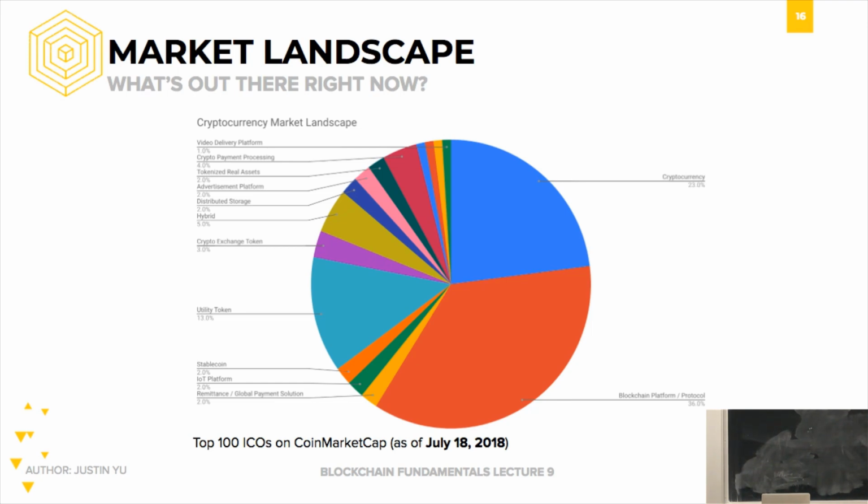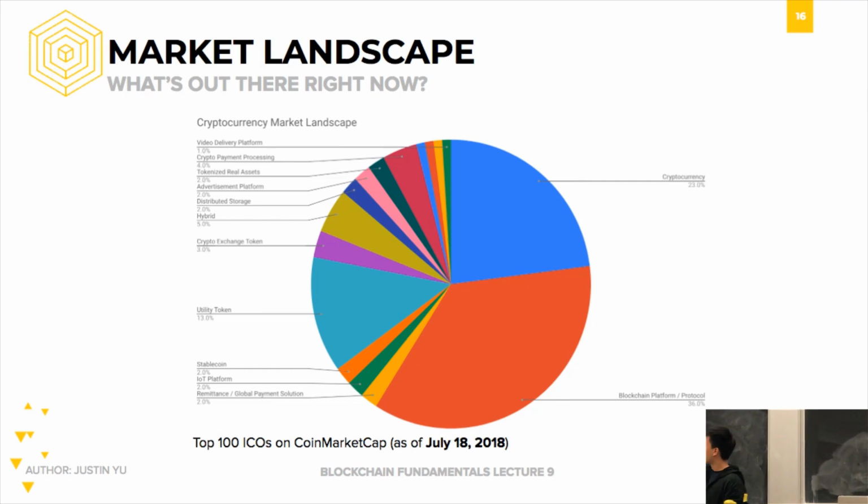Yeah, go ahead. Why would cryptocurrency and remittance global payment solution be different? Yeah, so cryptocurrency. In this case, I was looking at Dogecoin, Litecoin, everything that was just for transfer of value. And then remittance solutions, I was thinking of Ripple, where you partner with banks, more geared specifically for that use case. Of course, there's a lot of overlap. This is not a perfect pie chart by any means, but I just wanted to get a big picture of what's out there.